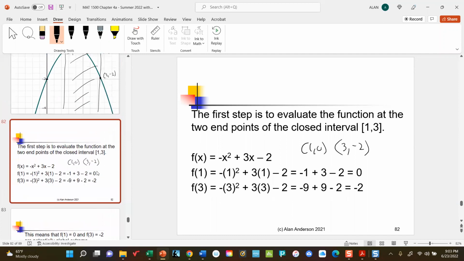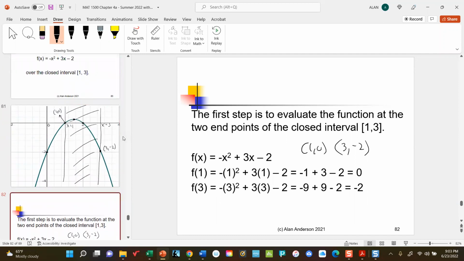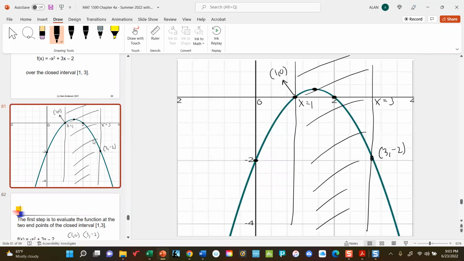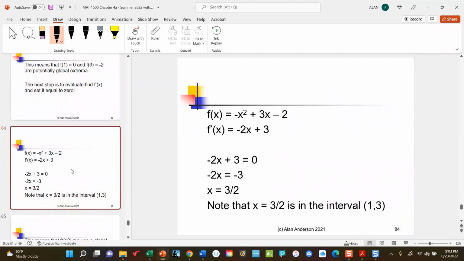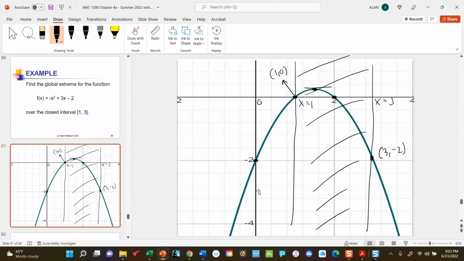So what we need to do now is take this function and figure out where there might be any critical points in the interior of this interval. And it looks like this is the point that we want, because clearly the tangent line here has a slope of 0. So how do we identify this point? Well, we'll go to our function, take the first derivative, set it equal to 0, and there it is. X is 3/2.